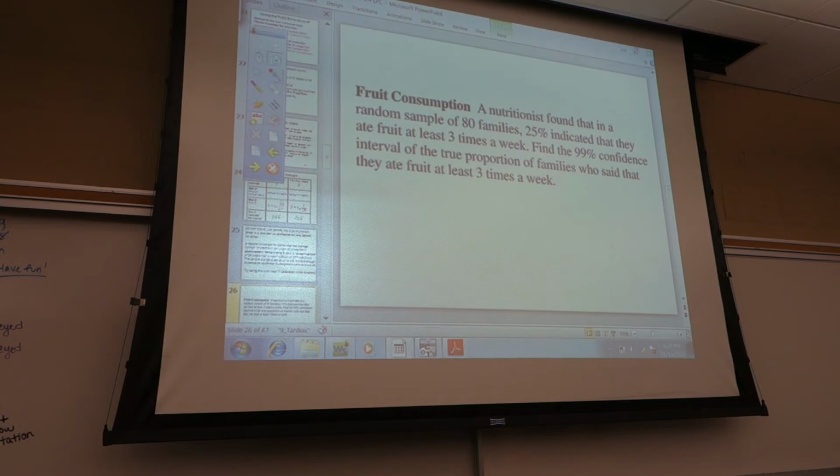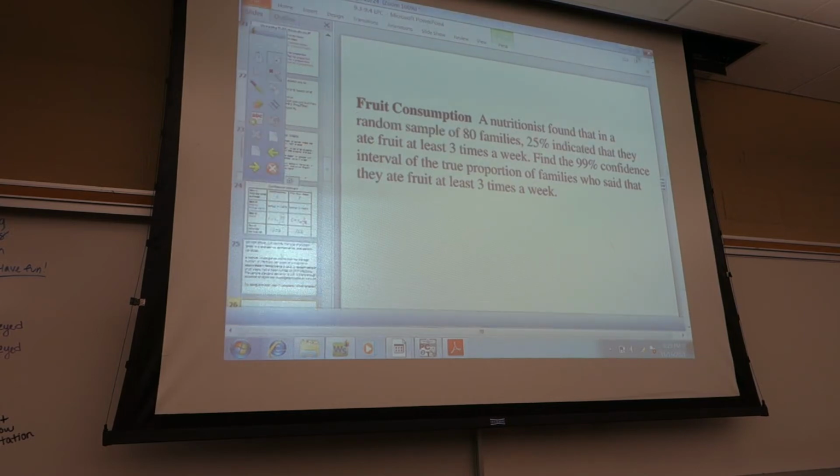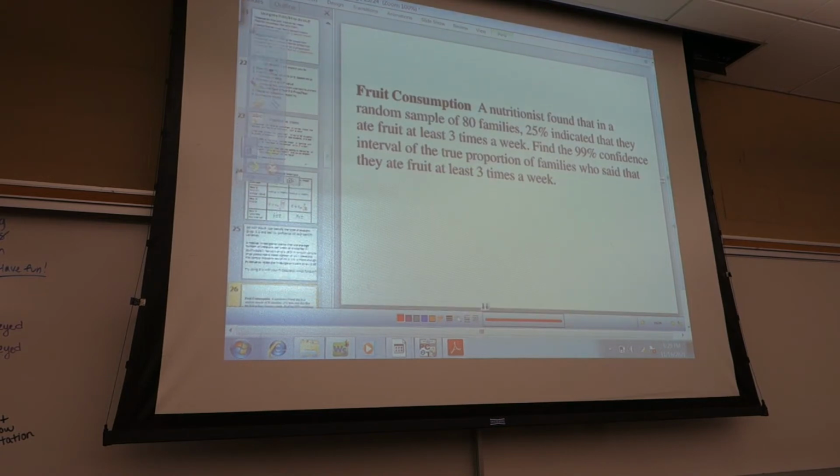Michaela, read. A nutritionist found that in a random sample of 80 families, 25% indicated that they ate fruit at least 3 times a week. Find the 99% confidence interval of the true proportion of families who said that they ate fruit at least 3 times a week. Great. Now I want you to take 15 seconds. Figure out if it's a mean or a proportion, Z or T, confidence interval or hypothesis test.